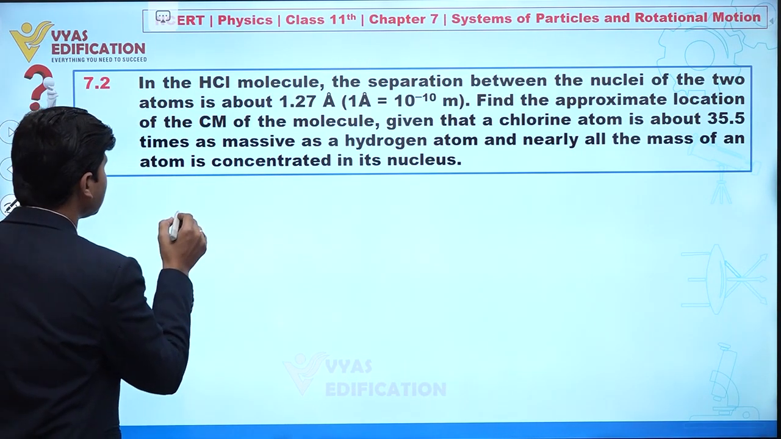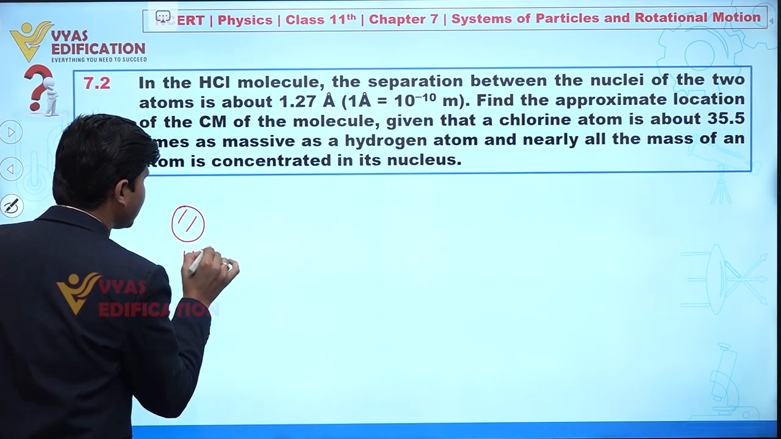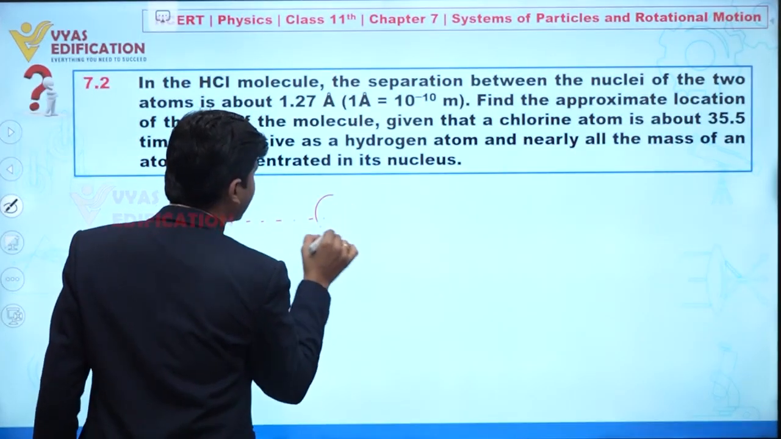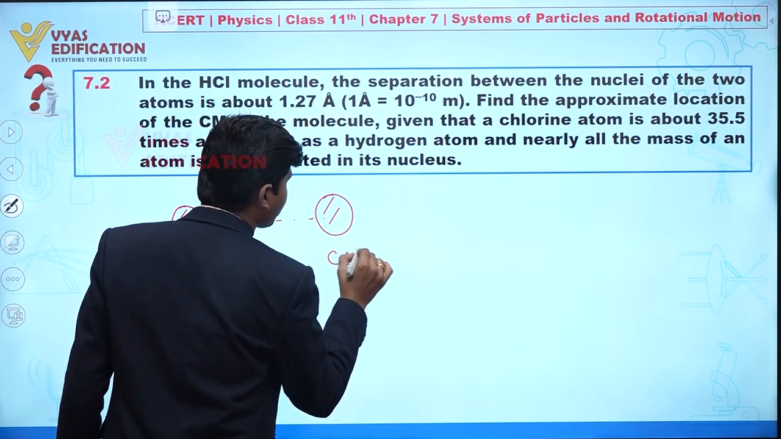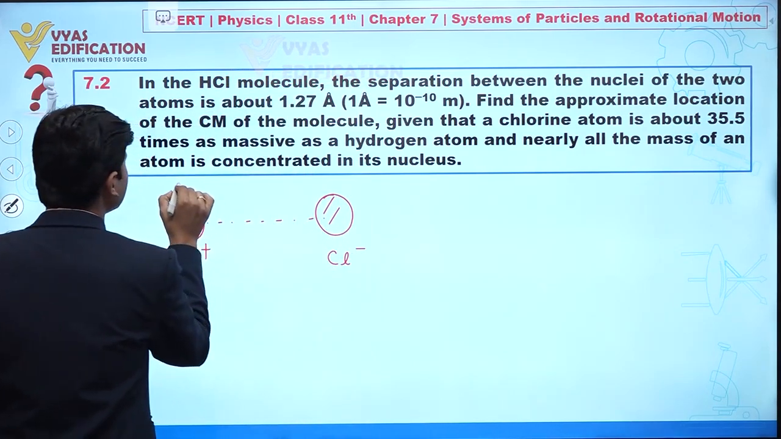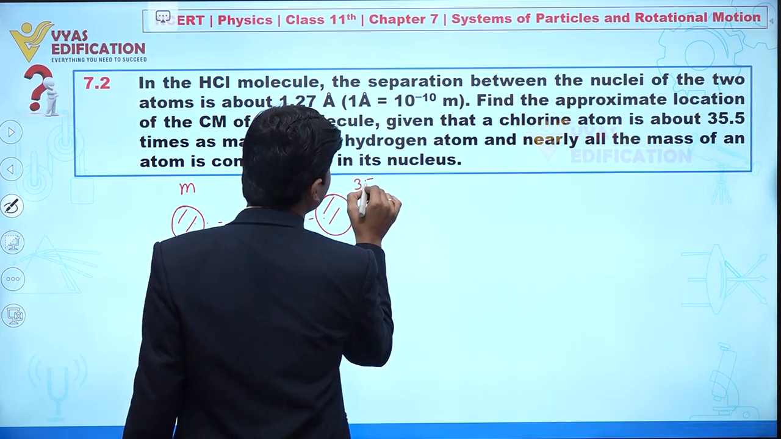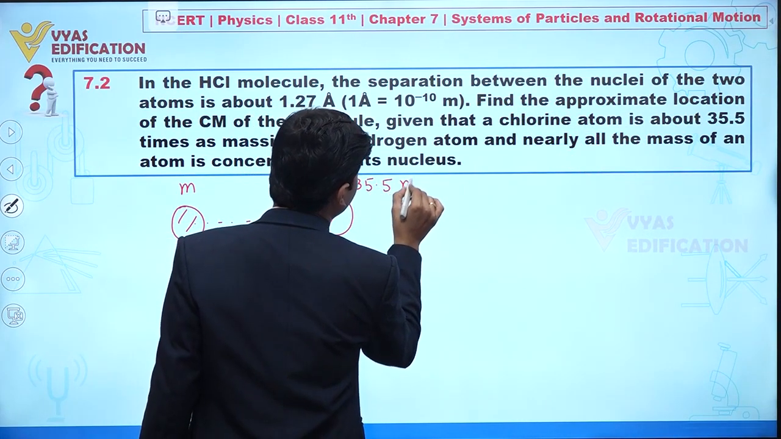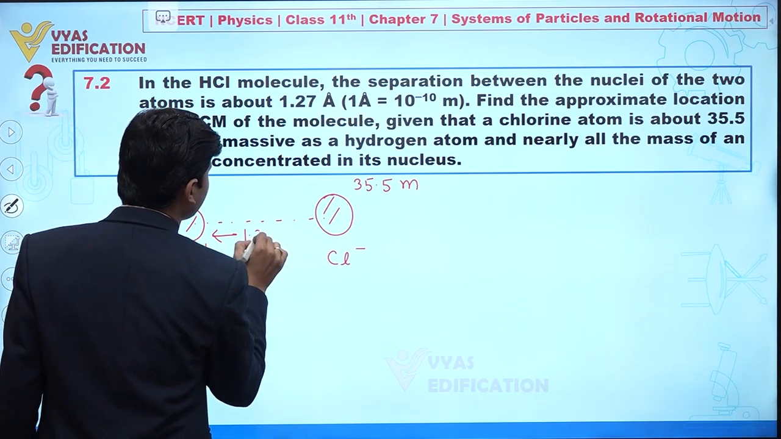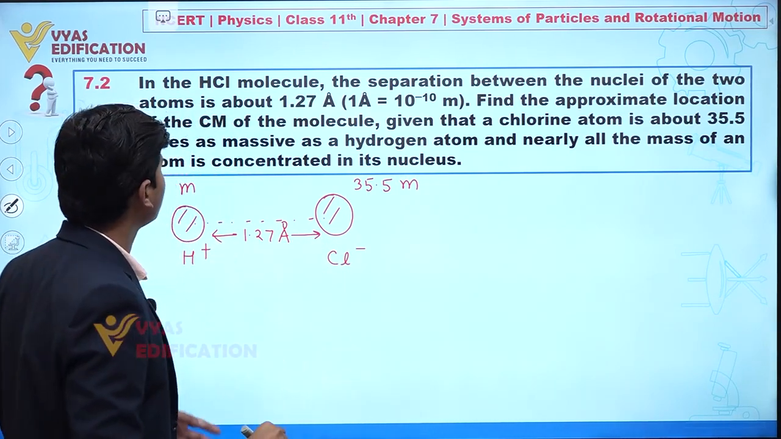Listen carefully. Let's suppose this is the hydrogen atom, H plus, and this is the chlorine atom, Cl minus. Now in this question the mass of chlorine is given. Let's suppose the mass of a hydrogen ion is m, so we can say the mass of chlorine is 35.5 times m. This is given in the question. And the separation distance is also given, 1.27 angstrom.